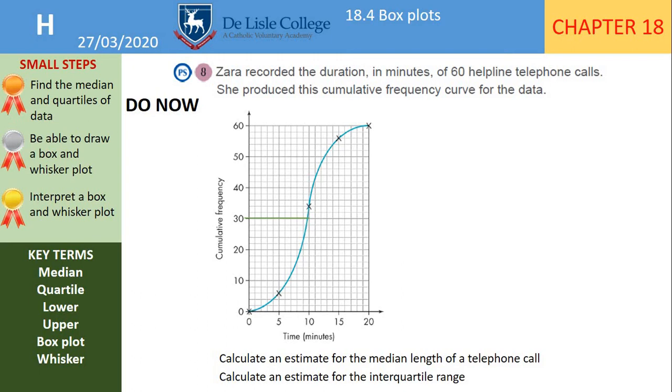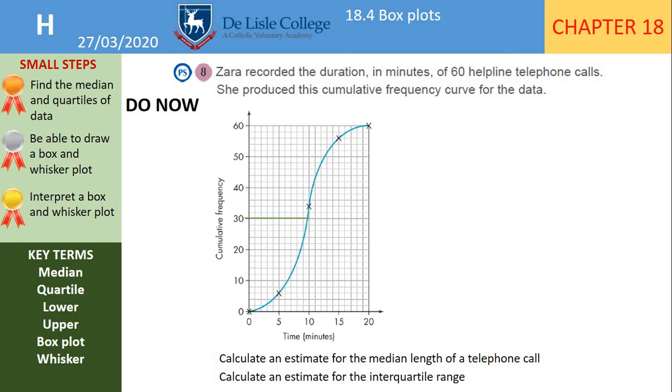So if you want to pop today's date and the title in your exercise book and then get ready to have a go at this do now question. Zara recorded the duration in minutes of 60 helpline telephone calls. She produced this cumulative frequency curve for the data. The question wants us to calculate an estimate for the median length of a telephone call and also an estimate for the interquartile range. If you just pause the video, have a go at this question, and then when you want to go through, get ready to resume.